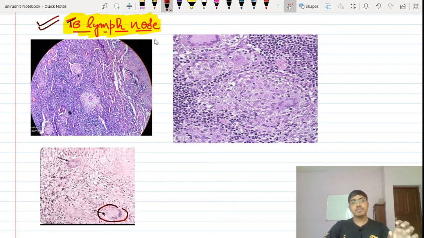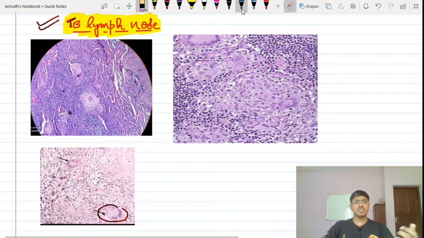And TB lymphadenitis is the most common extrapulmonary manifestation of tuberculosis. The most common extrapulmonary area where TB is involved is your lymph node, and this is called tuberculous lymphadenitis. There is an inflammation of the lymph node, so you call it lymphadenitis. TB lymphadenitis is the most common extrapulmonary manifestation of tuberculosis.